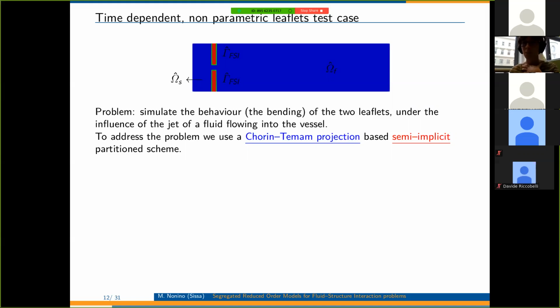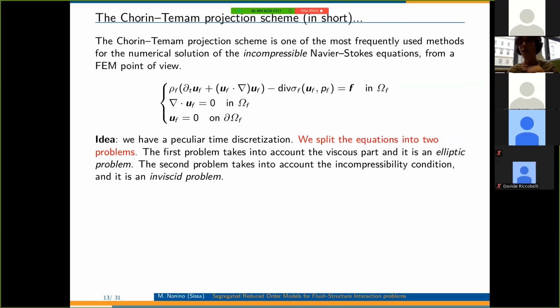To address this problem, I decided to use a Chorin-Temam projection-based semi-implicit partitioned scheme. So starting from the end of the name, we use a partitioned algorithm. We treat the coupling conditions in a semi-implicit way, and we use the so-called Chorin-Temam projection scheme. Now, what is the Chorin-Temam projection scheme? Very shortly, because we would need a lot of time to talk about that.